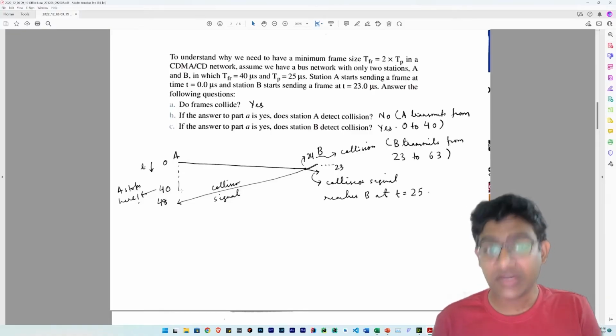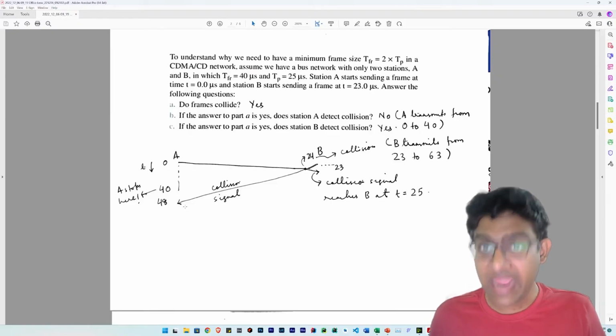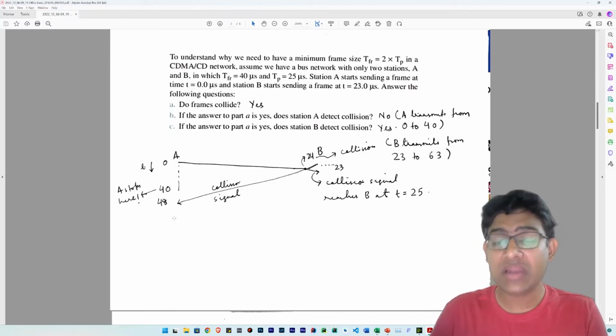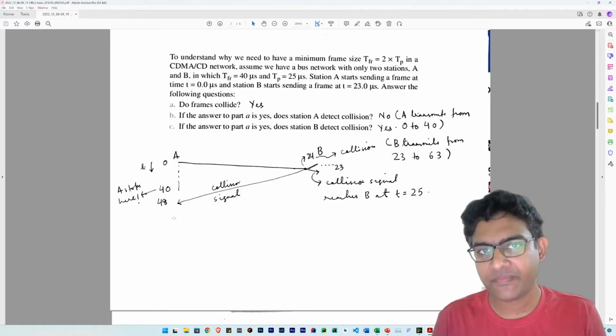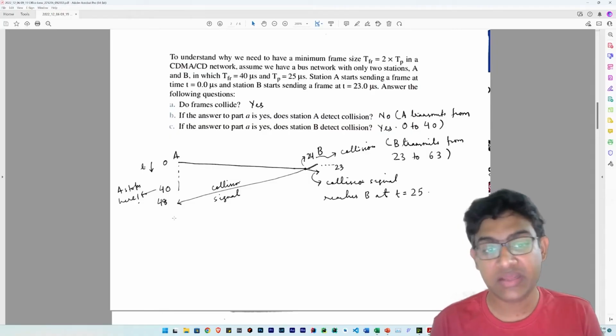If the frame transmission time had been longer, let's just say had it been 2 times TP, that is 50 microseconds, then A would have been transmitting the frame until 50 microseconds, around that area. So at 48 microseconds, when the collision signal reaches A, it would have been still transmitting the frame. Then A could have detected the collision. But now it cannot because it is done transmitting the frame.